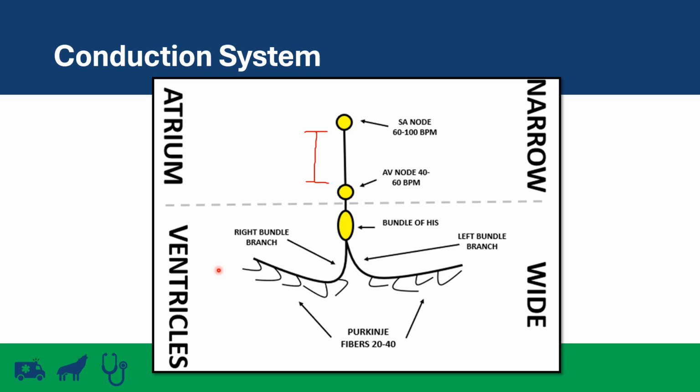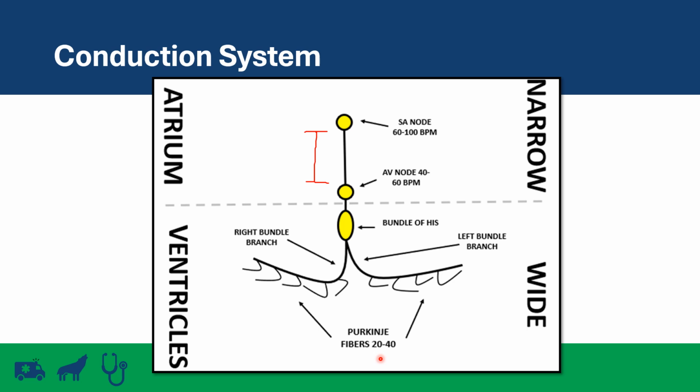Now remember that the AV node can take over at a rate of 40 to 60 if the SA node quits working. Remember, if the AV node takes over, we'll see changes to the P waves. If the SA node and the AV node both stop working and the ventricles have to beat on their own, they can do so at a rate of 20 to 40. So they are the slowest pacemaker.